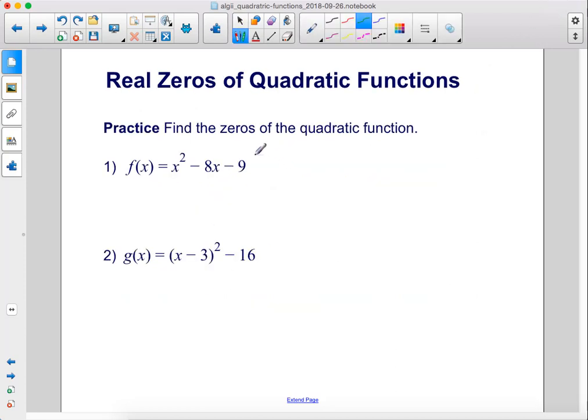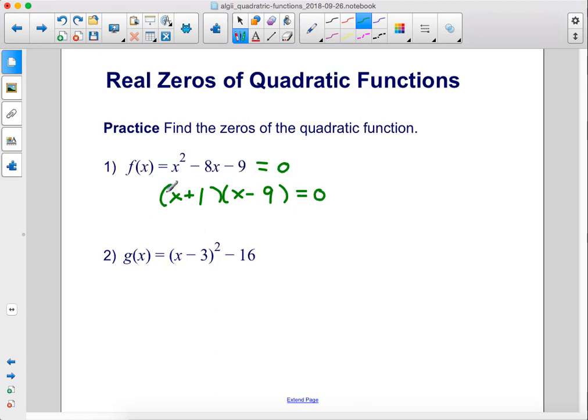Practice. Find the zeros of the quadratic function. To find the zeros, we just take this and set it equal to 0. So in this case, we can factor it. We have x and x. There's going to be one plus sign and one minus sign since this is negative. And 9 and 1 are going to work. Because this is negative 8, we know the 9 will be negative, and 1 here, and that is good.